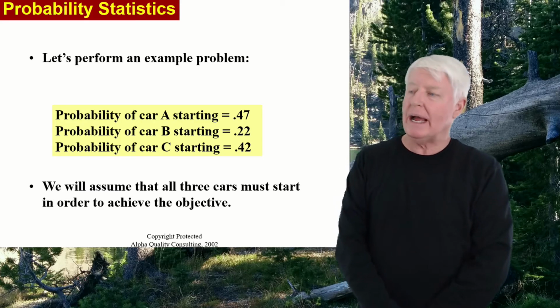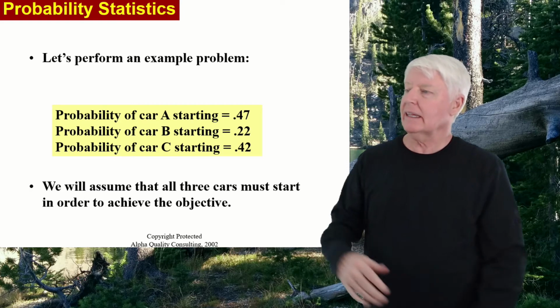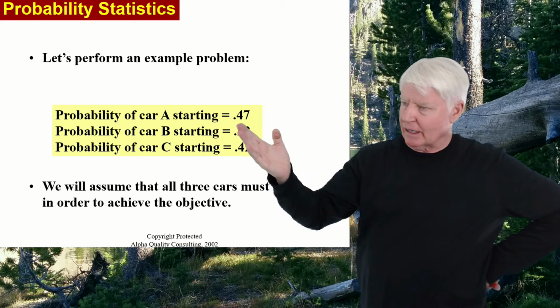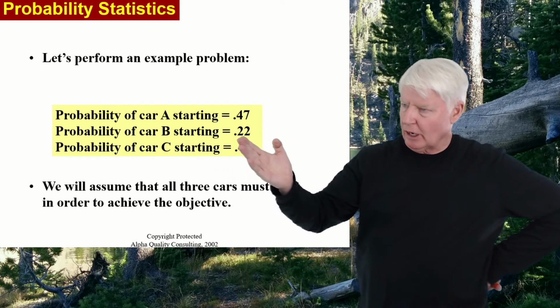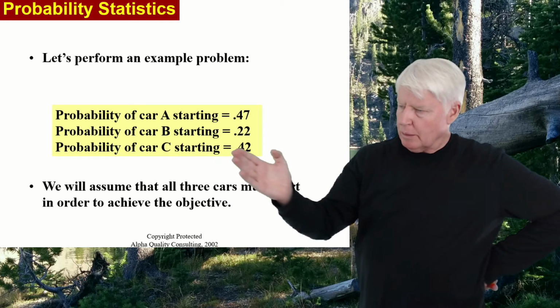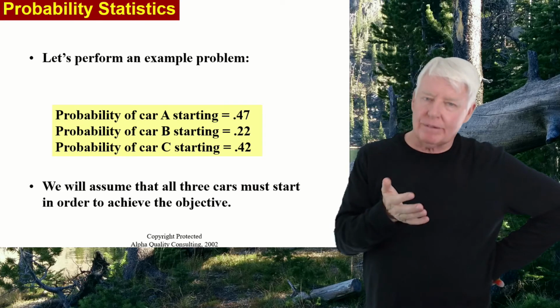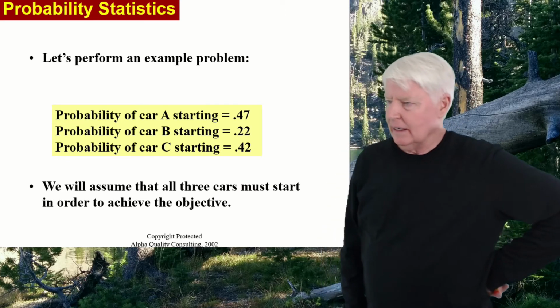Here we are back at the PowerPoint, and let's perform an example problem. The probability of car A starting is 0.47. The probability of car B starting is 0.22. The probability of car C starting is 0.42. So obviously they're not very good cars, are they?